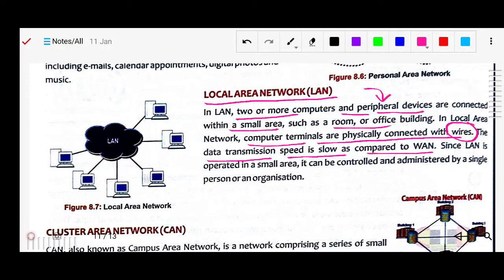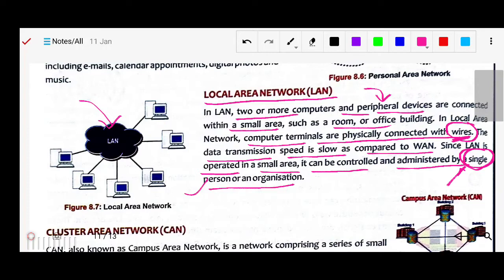Since LAN operates in a small area, it is administered by a single person or an organization. Anybody can be the administrator and control it. As you can see, this is the architecture of LAN. All these computers are connected, and its area is more than the PAN but limited to a room or an office. This kind of network is called LAN, and it is wired.